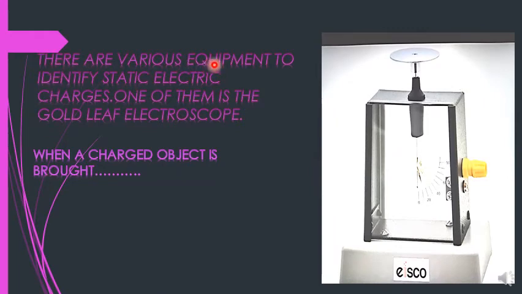There are various equipment to identify static electric charges. One of them is the gold leaf electroscope. Here, this is the gold leaf electroscope. When a charged object is brought towards the metal plate of this electroscope, the gold leaf deflects.